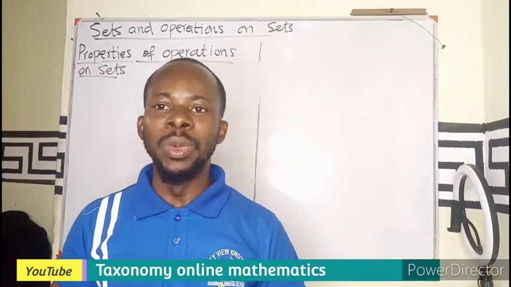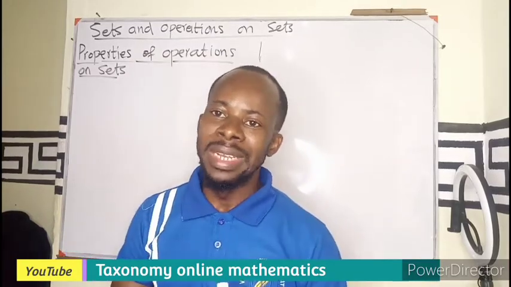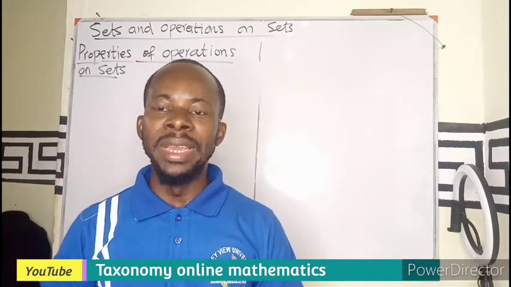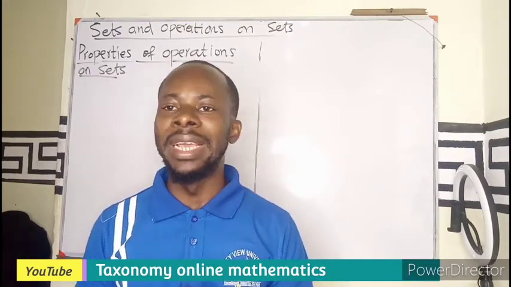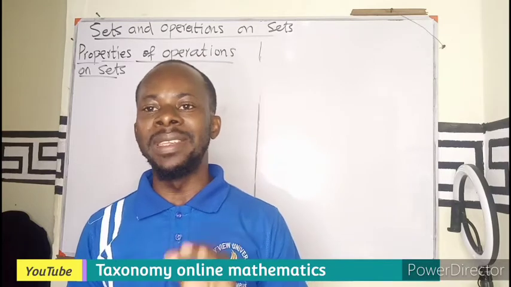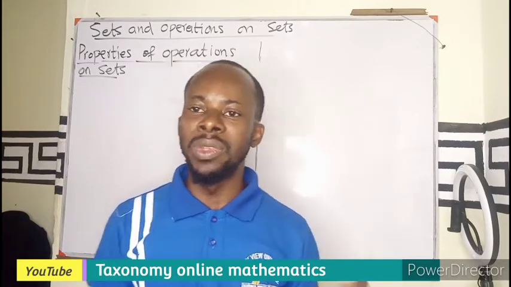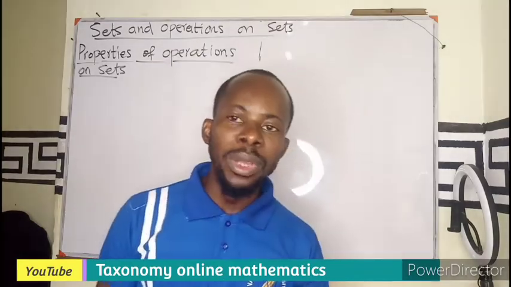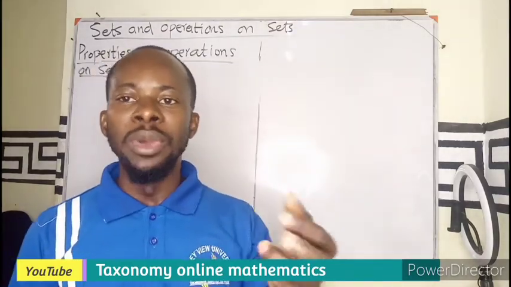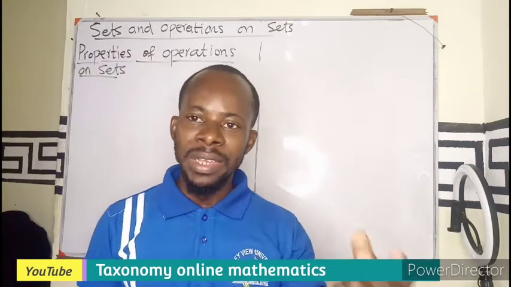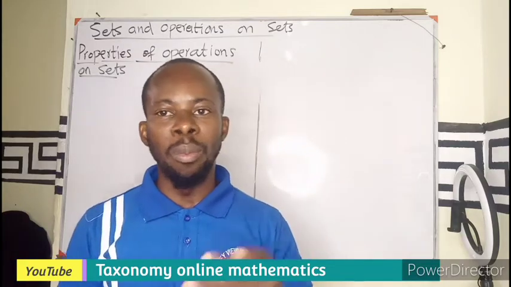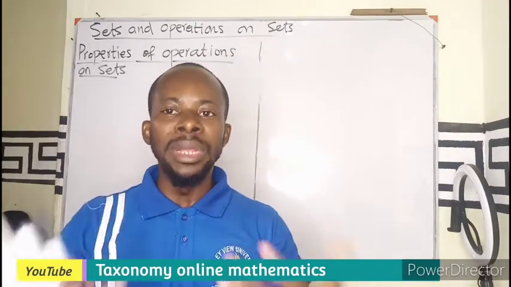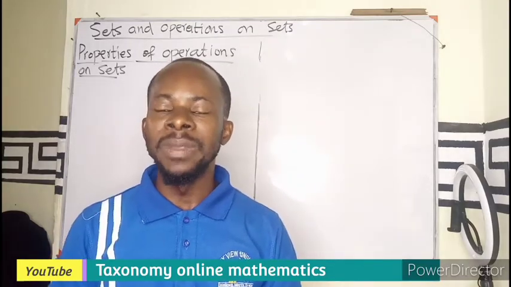Today we are continuing with our tutorial on sets and operations on sets. Today being the third episode, we want to take the properties of the operations on sets. Now we know the properties of the operations on sets are three: commutative, associative, and distributive properties. We want to take each of them and see how we can operate them on a given set.